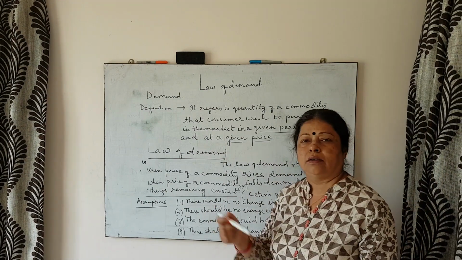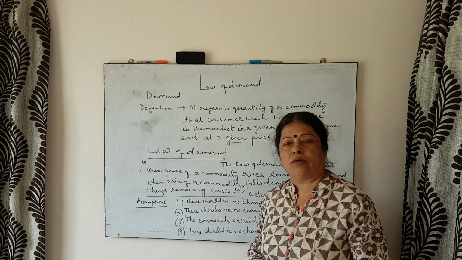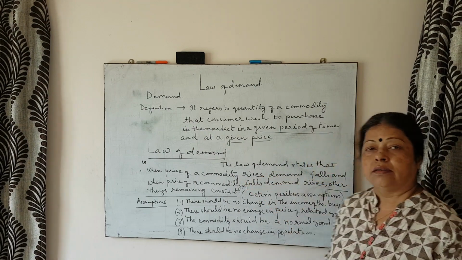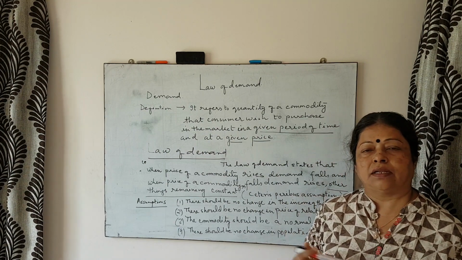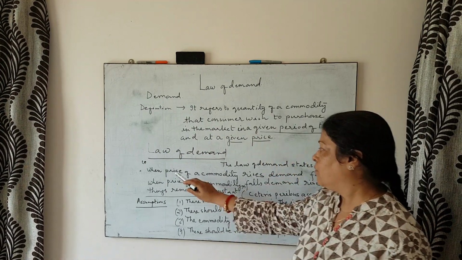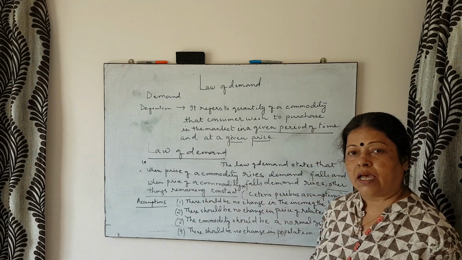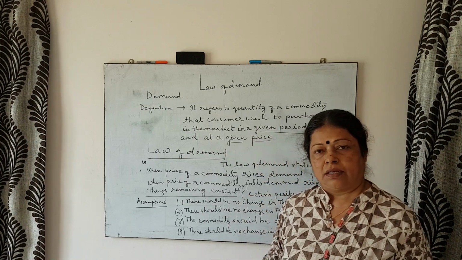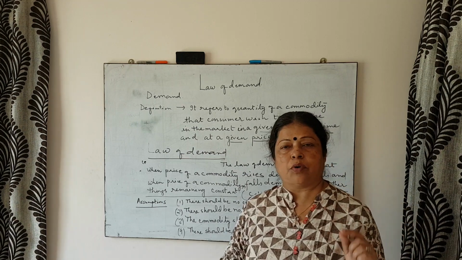Now the law comes. According to law of demand, the quantity of a commodity and price, they are inversely related. The law states that when price of a commodity rises, demand falls, and when price of a commodity falls, demand rises. Other factors remaining constant. That is a very important line.